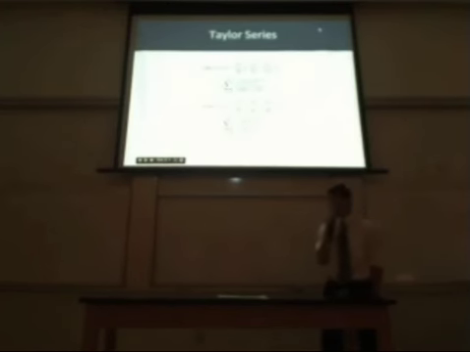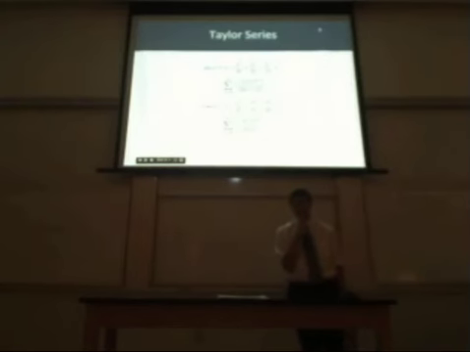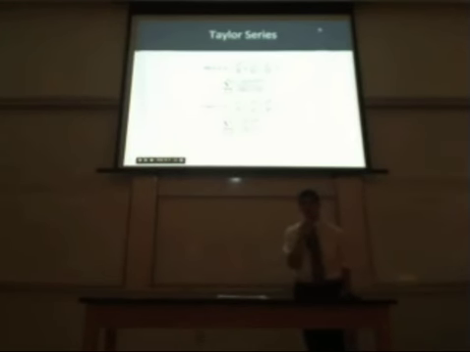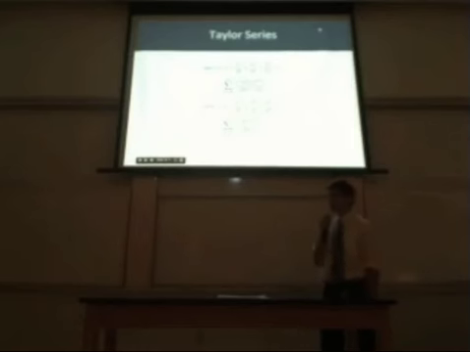And what's interesting is that calculators actually need to use Taylor series, because calculators don't know what sine of x is, or cosine of x, or natural log. So mathematicians find what the Taylor series is for those things, and calculators actually use approximations. So when you type sine of x into your calculator, it's actually doing x minus x to the third over 3 factorial and so on.